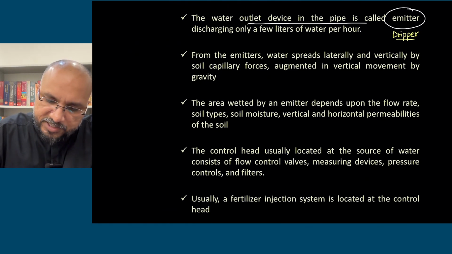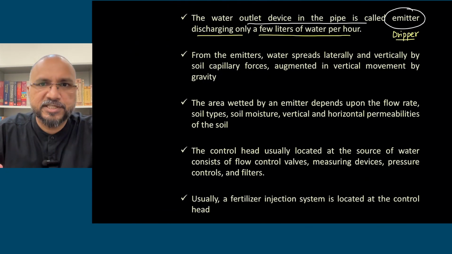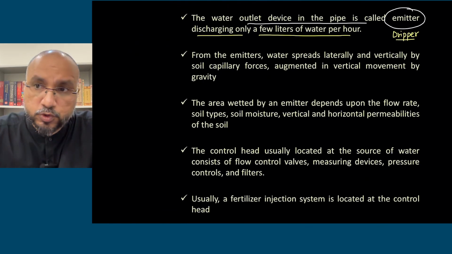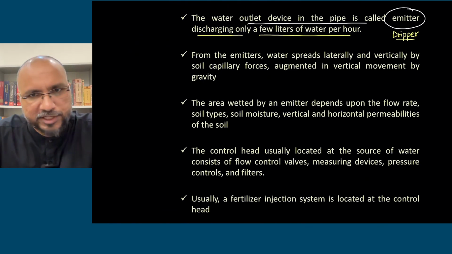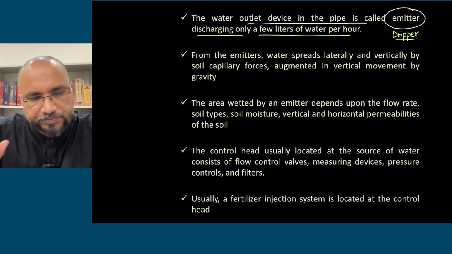So an emitter discharges only a few liters of water per hour. How much water you want to apply, the more pressure you give, the faster the drops will come. Slow down the pressure, and the interval between each drop will be longer. One drop will come, then after 2-3 seconds another drop will fall. So less water will be applied depending upon the crop. You can adjust the amount of water coming out of each emitter through the pressure gauge.